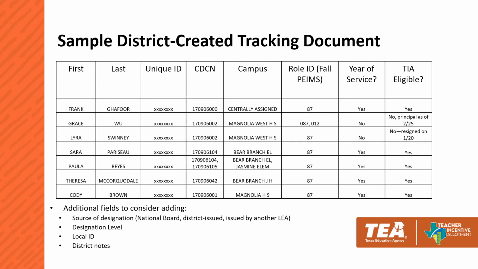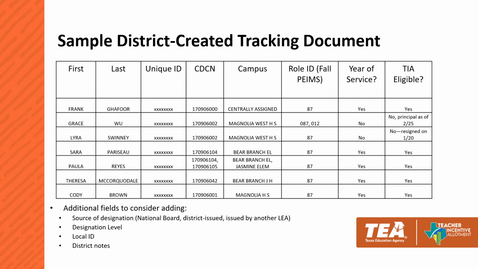And remember back to our eligibility rules, if they're in an 087 role, for a year of service, they should be eligible for designation or allotment. Some additional fields to consider adding in your local tracker are the source of the designation. So are they a national board teacher? Was the designation district issued, or was it issued by another district? You may also include the level of designation, a local identifier, and any district notes.